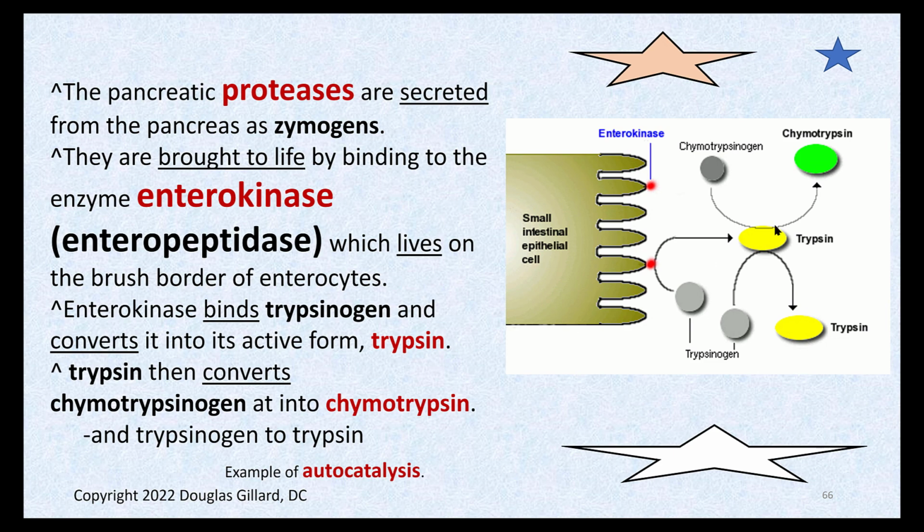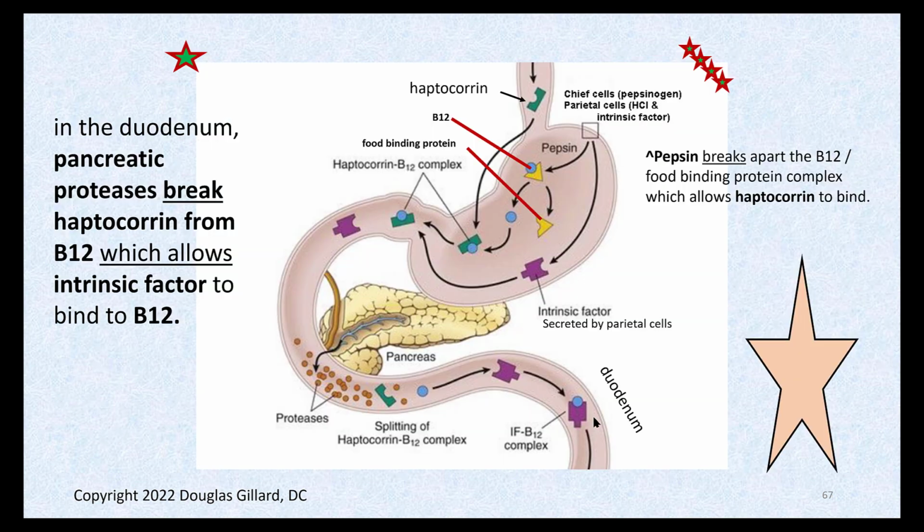Trypsin is catalytic. It can then take chymotrypsinogen and convert it into chymotrypsin. It's autocatalytic because it can take its precursor molecule, trypsinogen, and chop its tail off and convert it to trypsin. Right? So that's how that story worked. But anyway, back to the story.